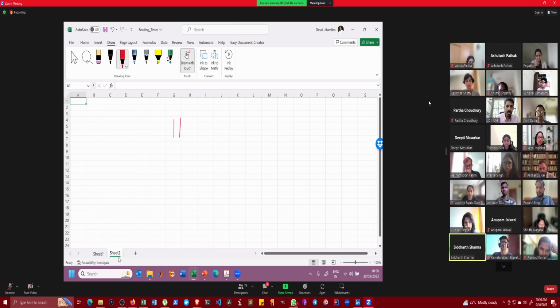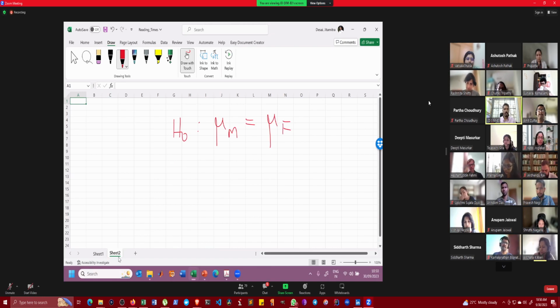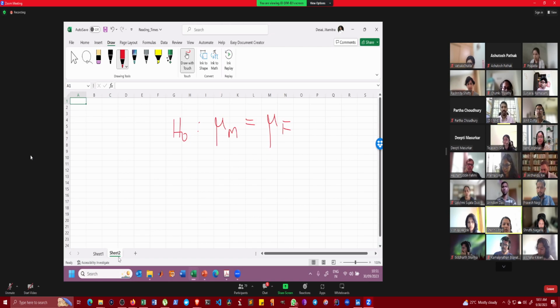What am I claiming? In this case, my null hypothesis is what? That mu male minus mu female is 0, that is, mu male is equal to mu female. Yes. Everybody okay with this? This is different, right? We have not done this. This is a test to compare the reading time, comparing averages of two different populations, where the null says that the average of population 1 is exactly equal to the average of population 2.